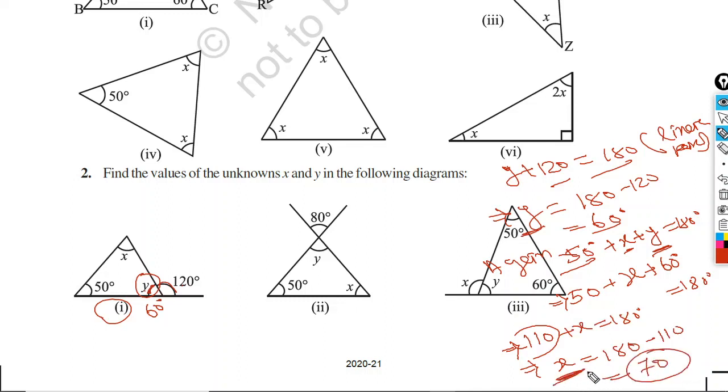So value of x is 70. Here we got x equal to 70 degree and y equal to 60 degree. Now we'll move to double I.